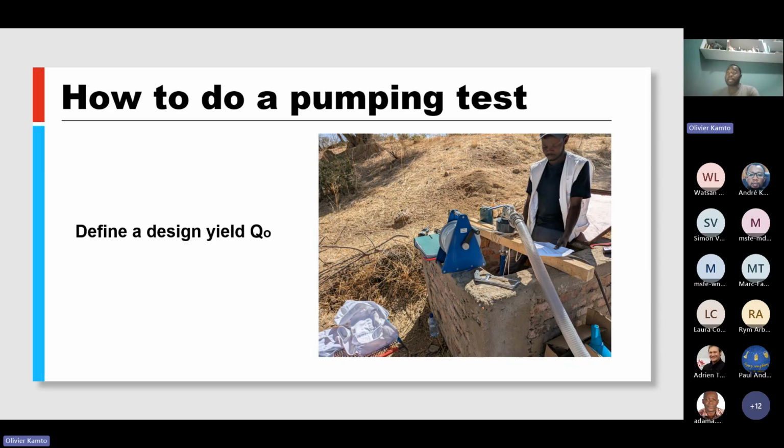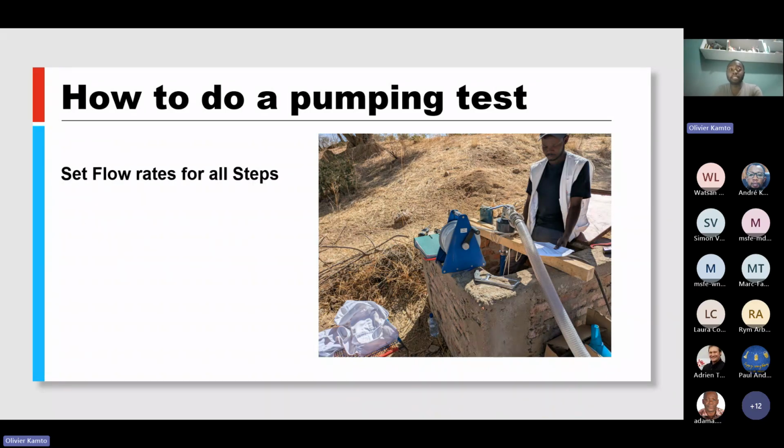Then after having gotten the design yield, what we need to do now is to set up the different flow rates for the variable rate pump test. Remember, we talked of the variable rate pump test.